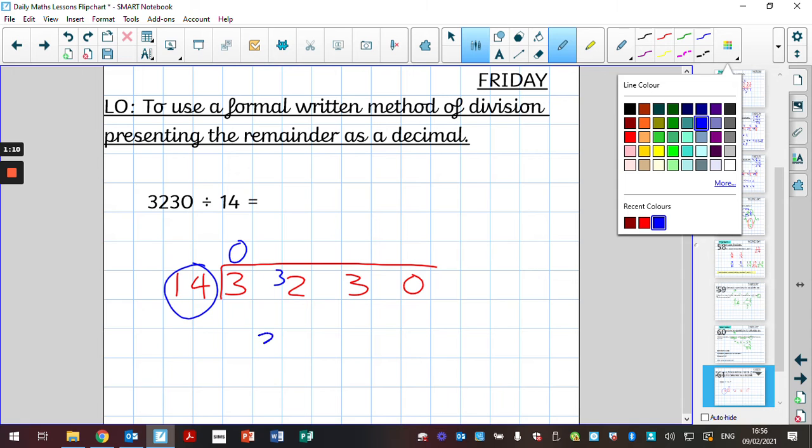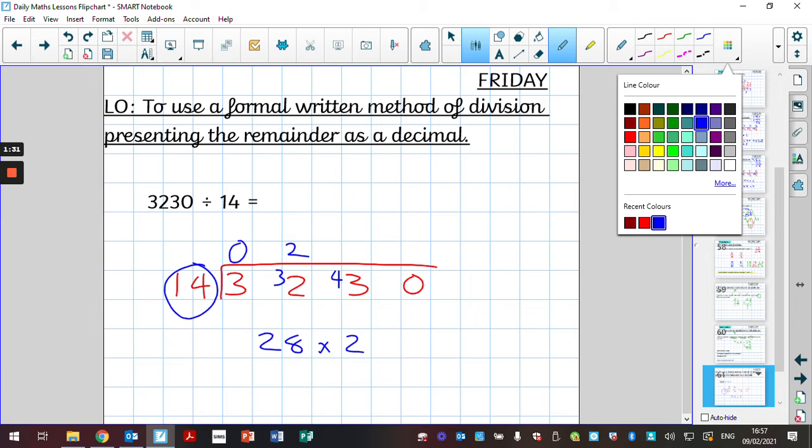Now we know that 2 lots is 28. So I can't add any more onto that, otherwise I will go above 32. So how many 14s go into 32? Well, that is 2. What's my remainder? Well, I need to subtract 28 from 32, and that will leave me 4.